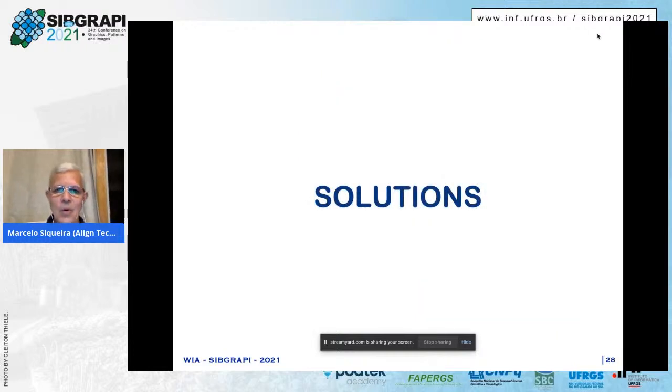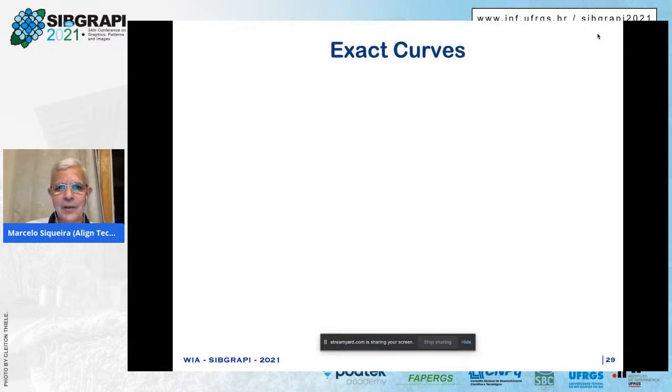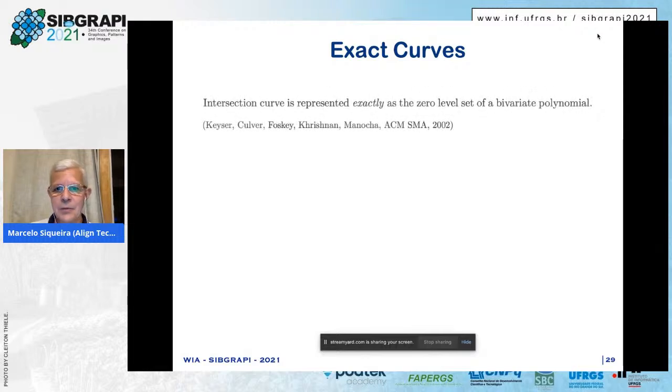Now, what we have in the literature for solving this issue, right? Well, in my humble opinion, this is by far the best work that I've seen in the literature, right? So Dinesh Manocha, in a span of 6 years or so, came up with a series of papers that proposed an exact representation for those intersection curves. Obviously, since a rational parametric representation is not always possible, we need to use some other one.